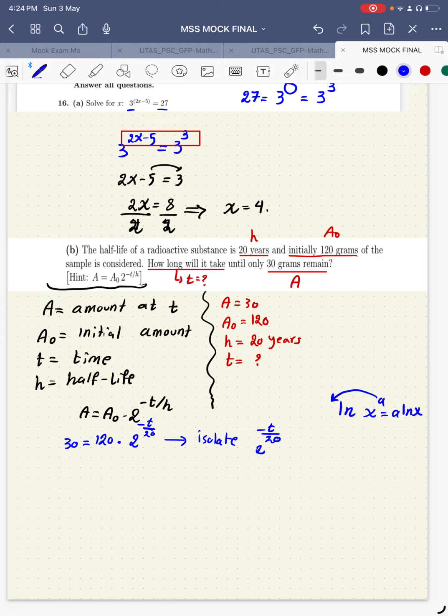So now to isolate 2 to the power minus T over 20, I'm going to divide both sides by 120. So this one is going to cancel with this one. And from here, I'm going to get 1 over 4 equal 2 to the power minus T over 20. Now, in that case, I did isolate 2 to the power minus T over 20. So now it is easy for me to take ln of both sides.